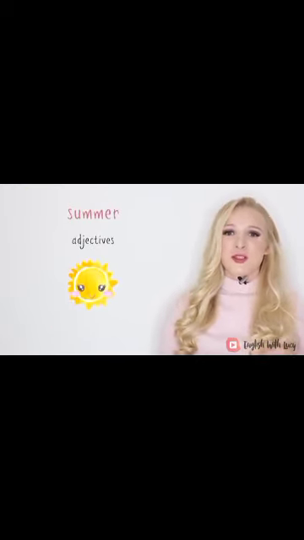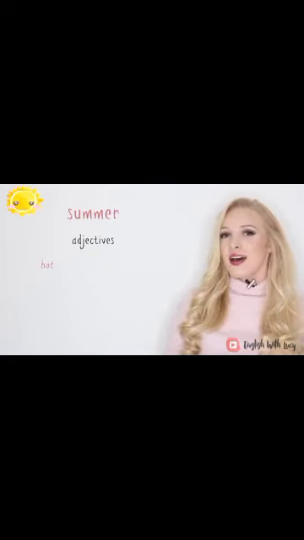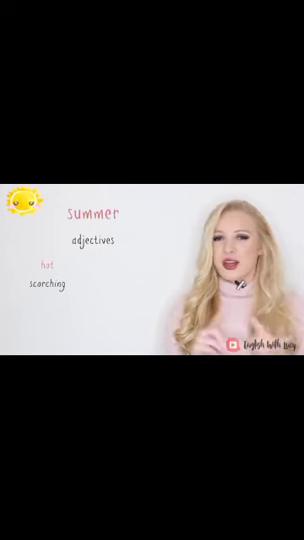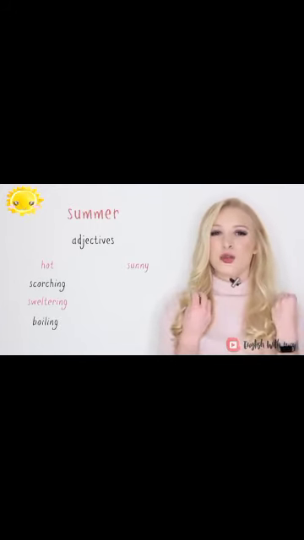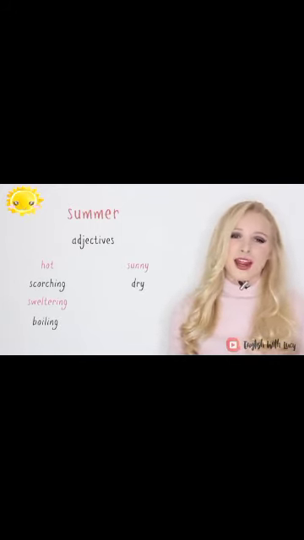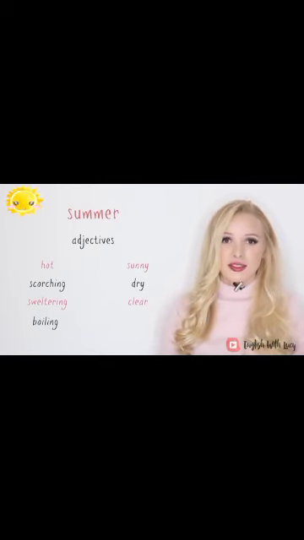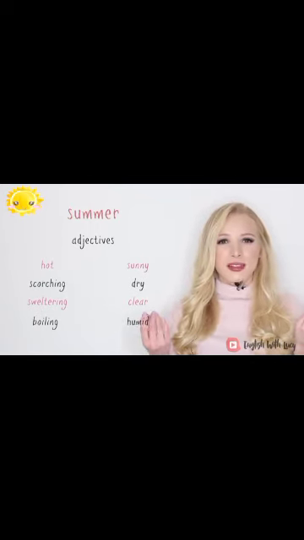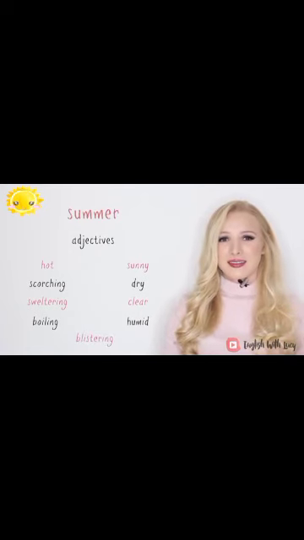Right, let's talk about summer and adjectives that can be used to describe summer weather. Firstly, of course, we have hot. Other words that can be used to describe hot weather are scorching, sweltering, boiling, sunny. You could also say dry if there's not been any rain and there's no humidity. You can say it's a clear day if there are no clouds in the sky. Or you could say it's very humid if the air is very wet. You can also say it's blistering, a blistering sun.